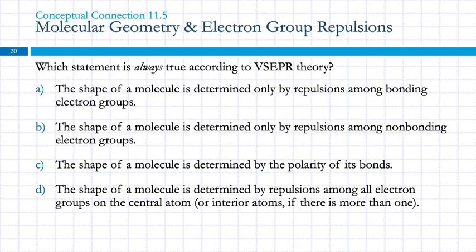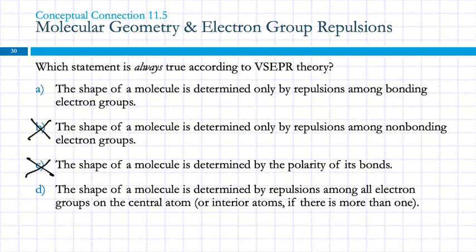Which statement is always true according to VSEPR theory? Always is a dangerous word. The shape of a molecule is determined only by repulsions among bonding electron groups. That sounds good. The shape of a molecule is determined only by repulsions among non-bonding electron groups. No, that one's definitely wrong. The shape of a molecule is determined by the polarity of its bonds. We haven't even talked about that yet, so that's probably not the answer.